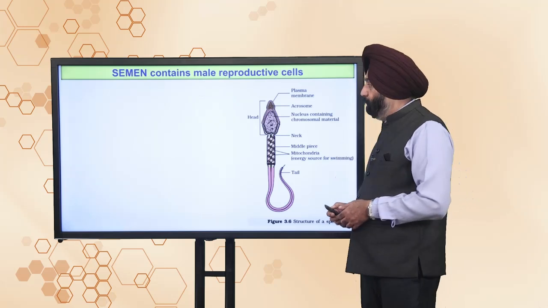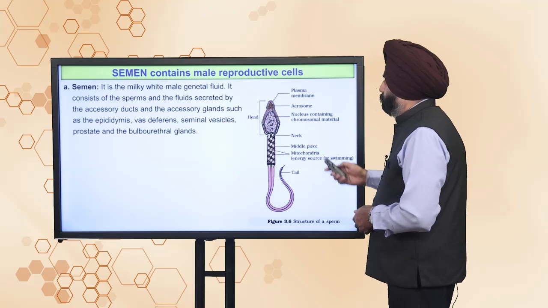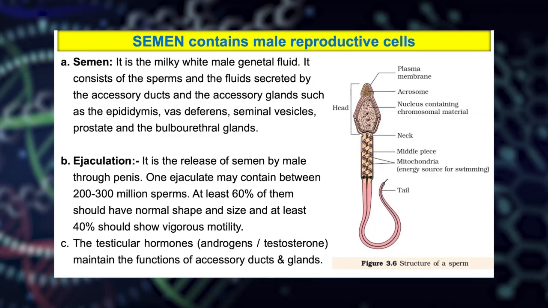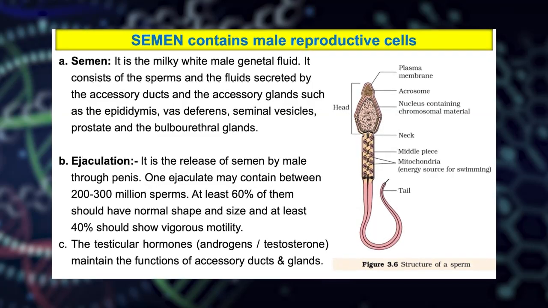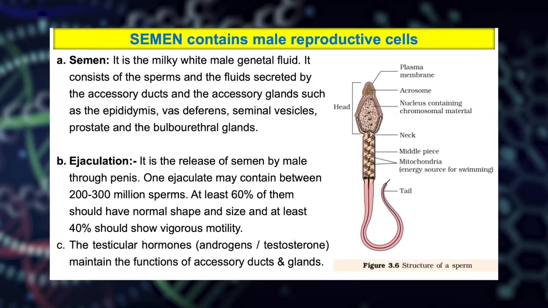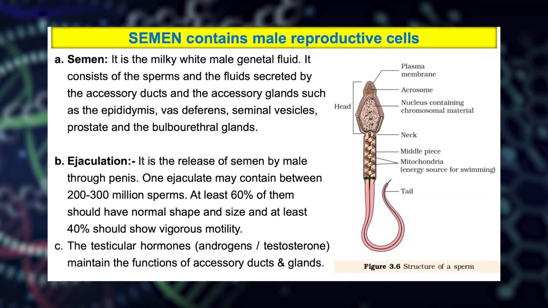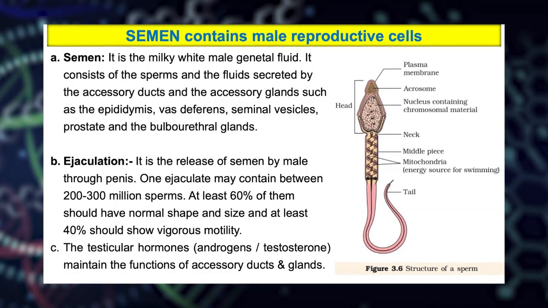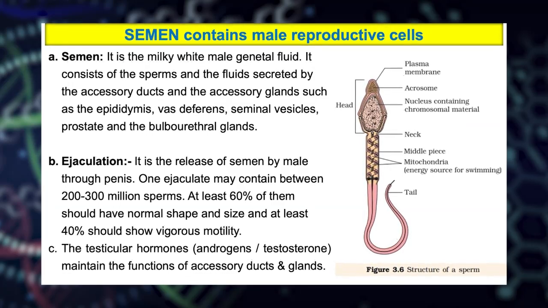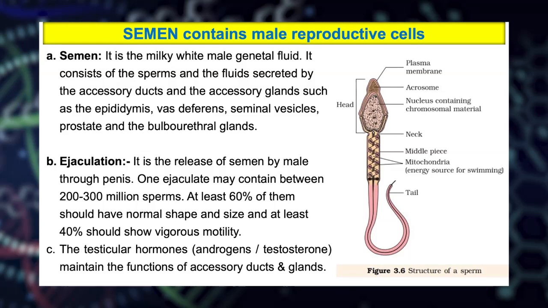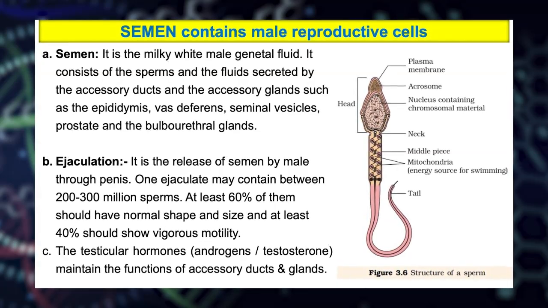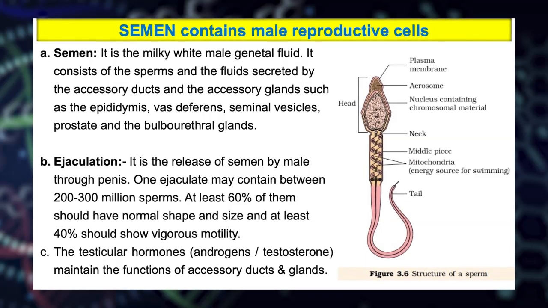Let's move further to the word that is written, semen. Let's see what is semen. It's a milky white male genital fluid. It consists of sperms and the fluid secreted by all the accessory ducts and the accessory glands that we did: epididymis, vas deferens, seminal vesicles, prostate and bulbourethral glands.